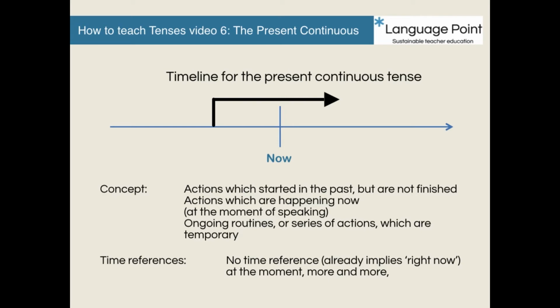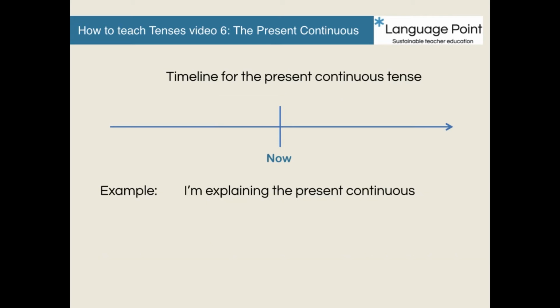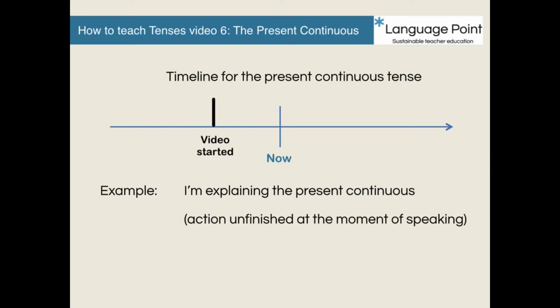For example, if we have a marker sentence such as this one, I'm explaining the present continuous, we can say that the action of explaining is unfinished at the moment of speaking. I'm still doing it now. So on the timeline, we would highlight the point where the video started in this example, and we would show that the explaining started at the point where the video started and then goes on and on through now, and I'm still explaining the present continuous right now into the future.